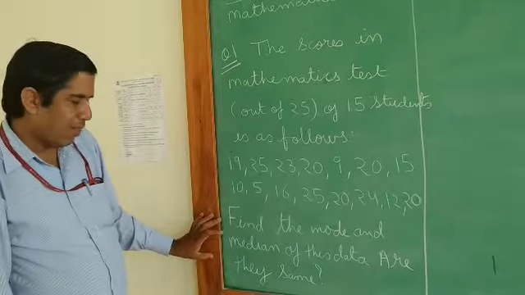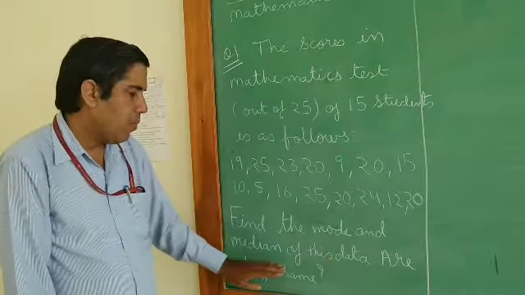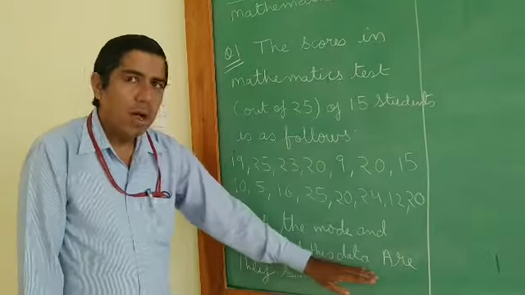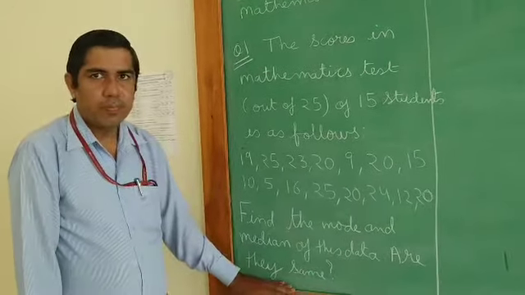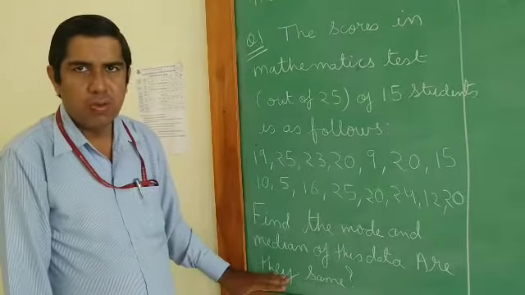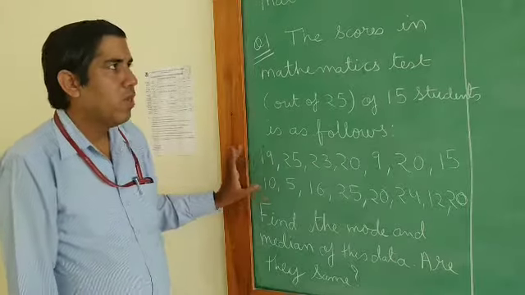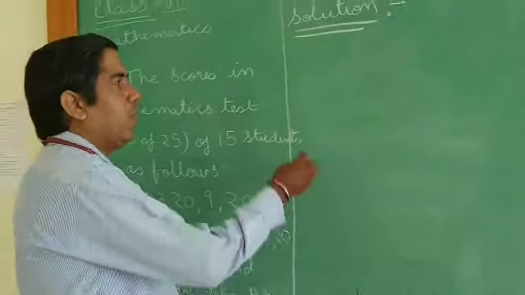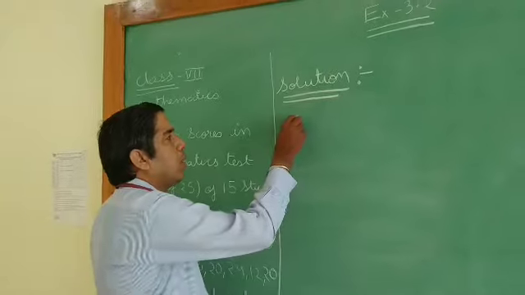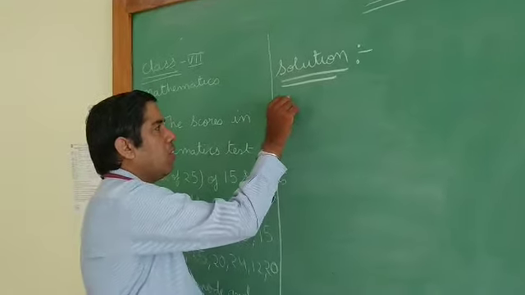Now what is the question asked at last? You can see: find the mode and the median of this data. Are they same? Means you have to find out the mode and the median. We have to find out the mode and median of these numbers. So let us start the question. First I will find the mode. So first thing, let me arrange in ascending order.